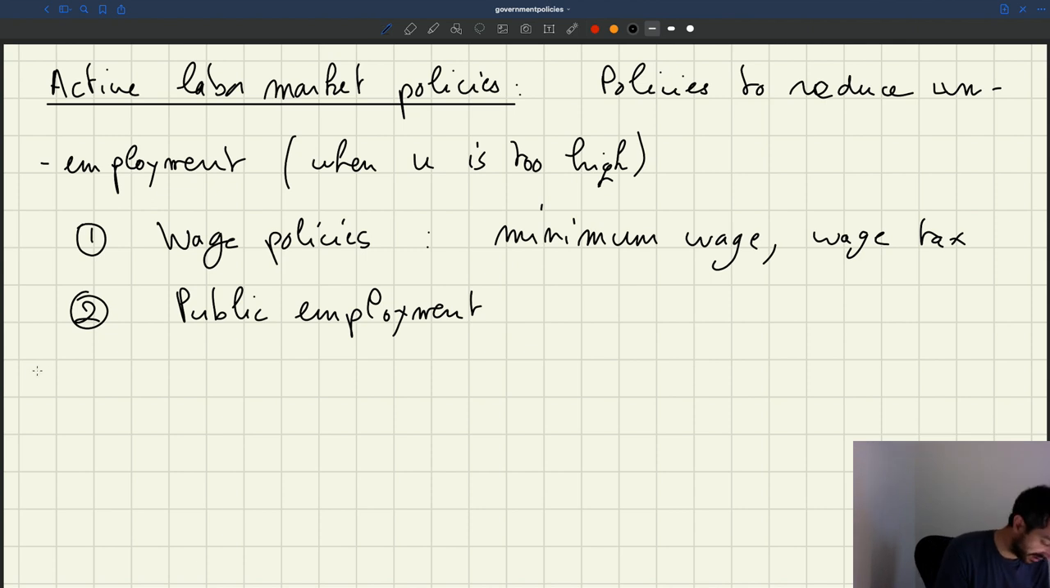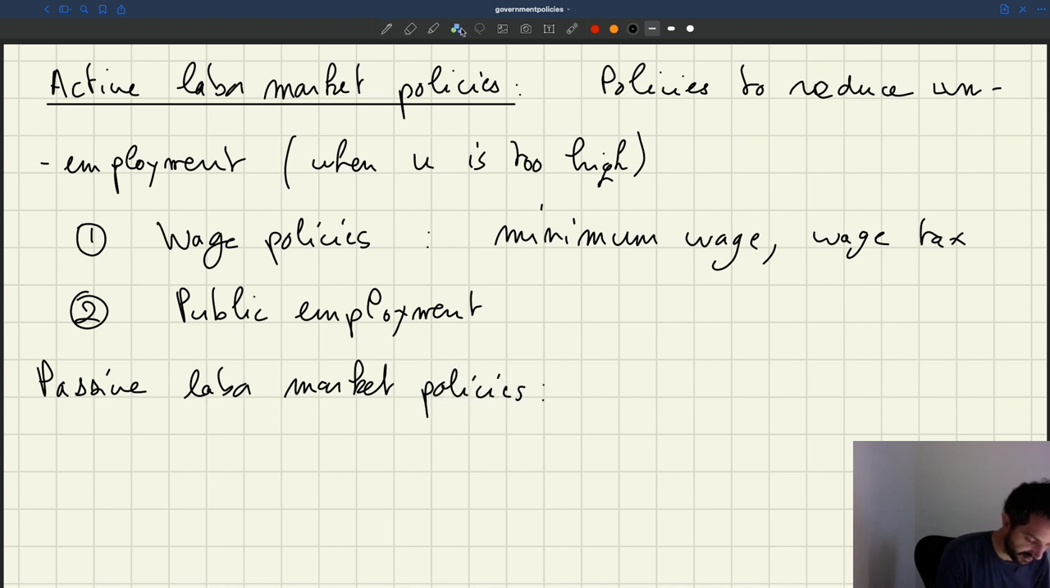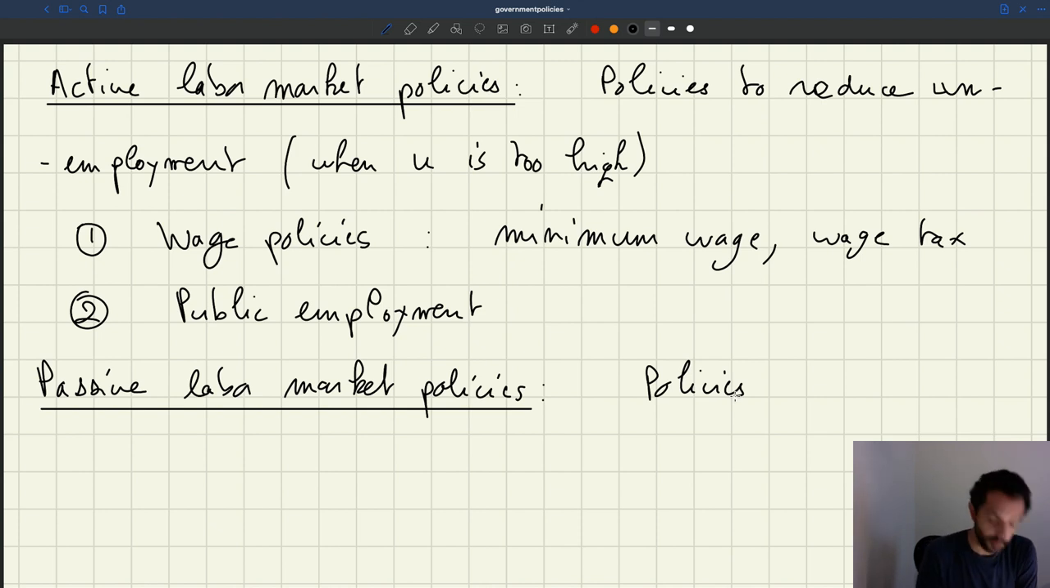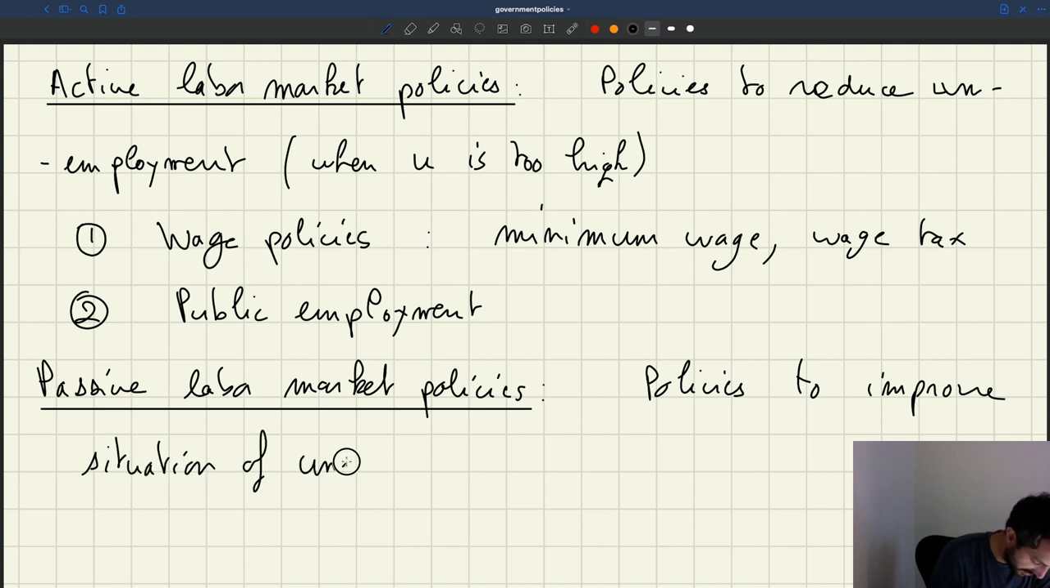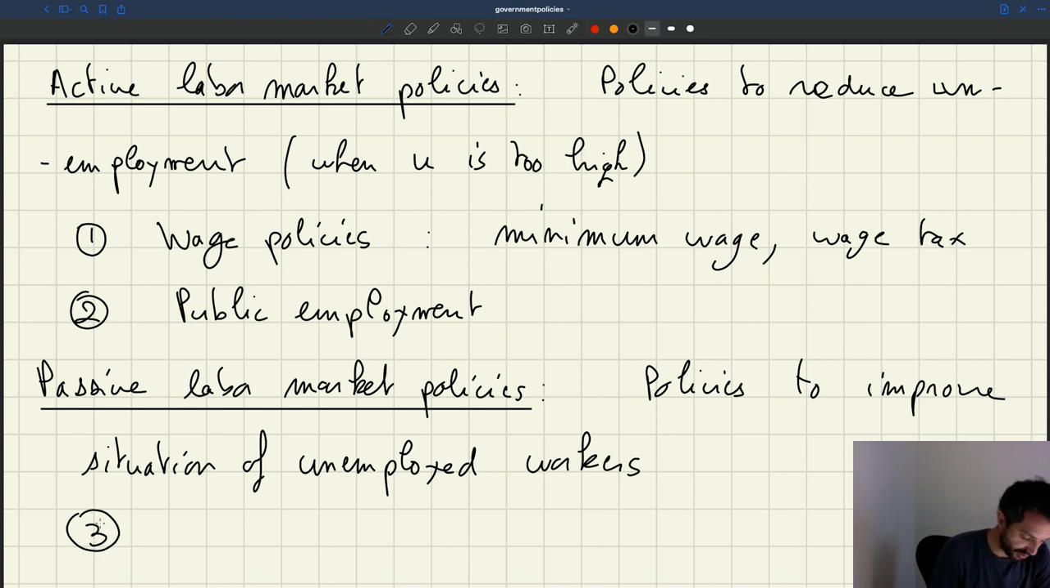So these are active labor market policies, and then we'll also look at what we call passive labor market policies, which are policies that do not try to directly reduce the unemployment rate, but that make the situation of the unemployed worker better. And so that's the main policy that we're going to look at. There is unemployment insurance, which in general tends to increase the unemployment rate a little bit, but greatly improves the situation of unemployed workers by providing them income that they wouldn't have if we didn't have unemployment insurance, once they've lost their job.